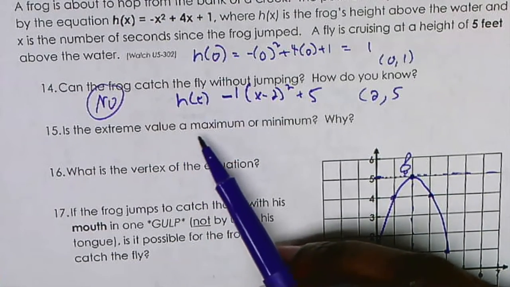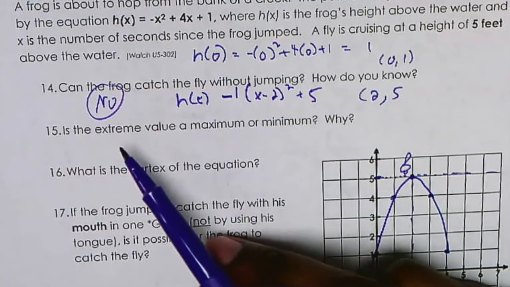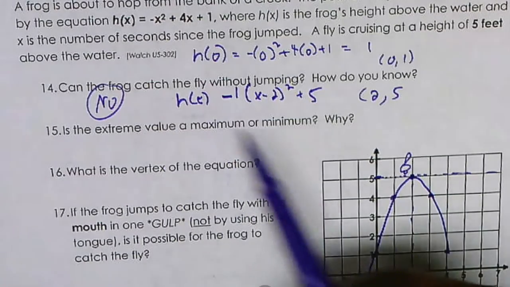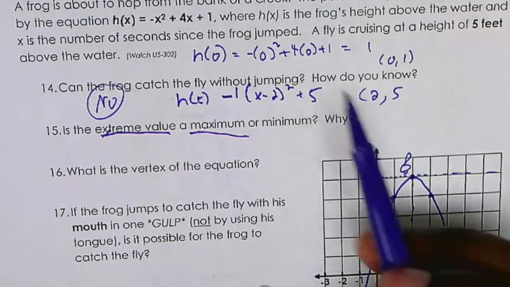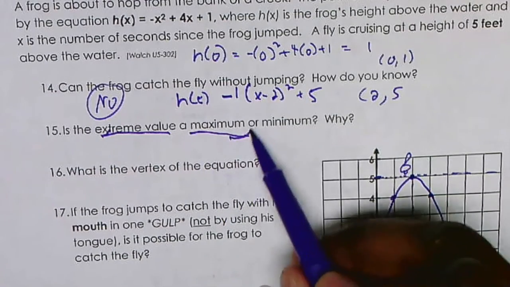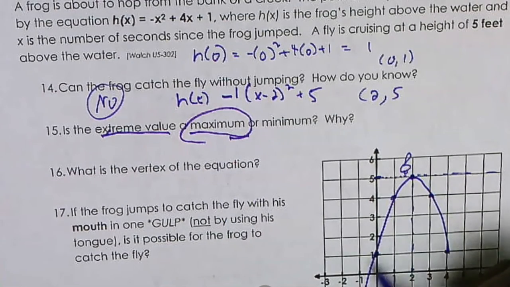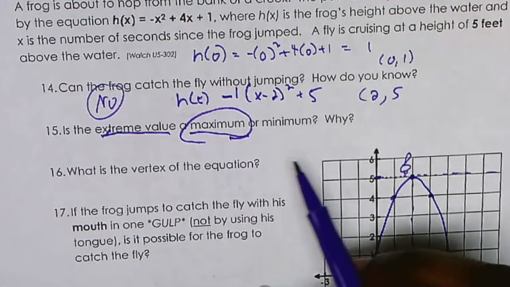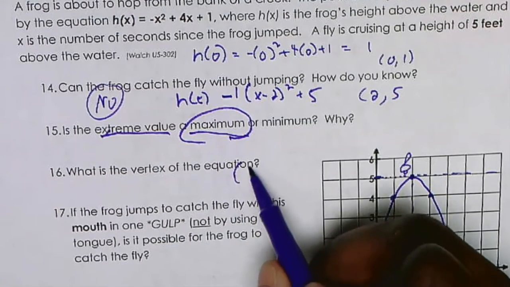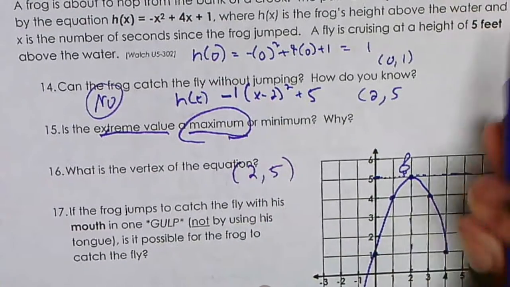Is the extreme value a max or min? The extreme value tells you max or min. So they could have left the word extreme value out and just said, is it a max or min? And this is a max because the graph goes downward, because the a value is negative. So that's a maximum. So what is the vertex of the equation? The vertex of that equation should be (2, 5).